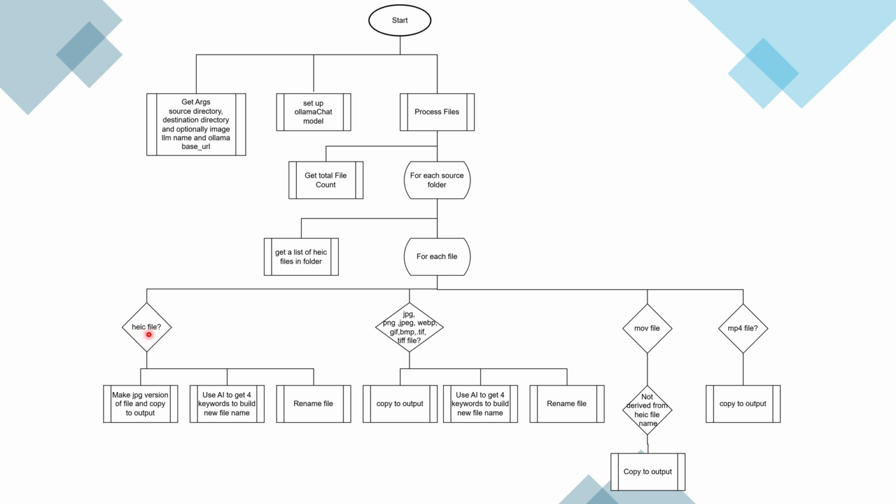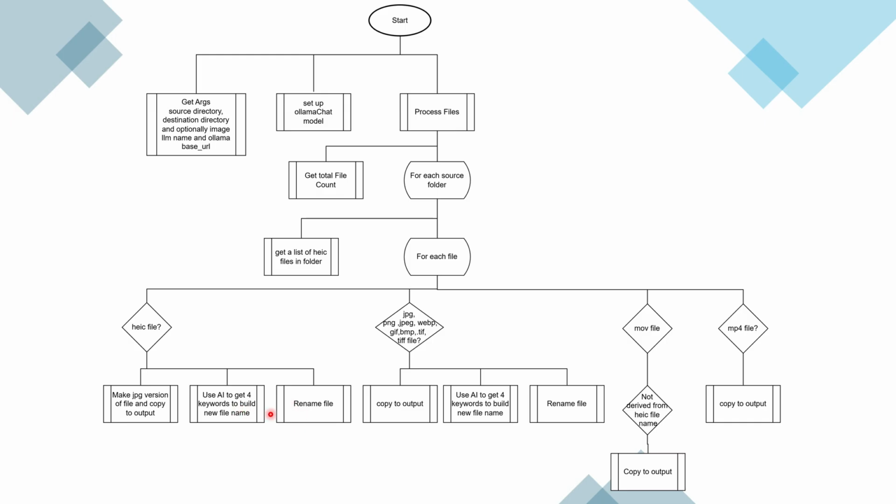So if it's a heic file, I don't want to use those up when I store the images. I want to store them as just common old JPEG files. It's easier to work with. So what I do is copy the heic file as a JPEG version, make sure that I keep any metadata associated with that file, and copy that to the output directory.